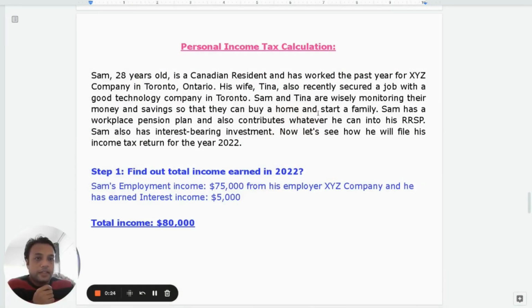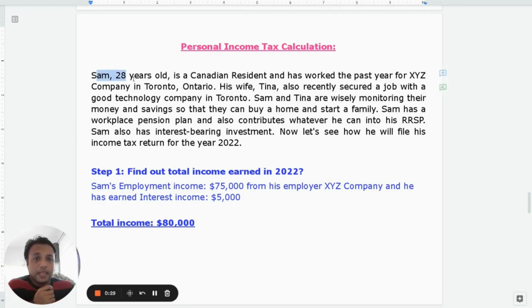So, I have explained all the basic tax related information. Now, let's go through one example with numbers so that you can understand the actual tax calculation. So guys, here is the example of personal income tax calculation.